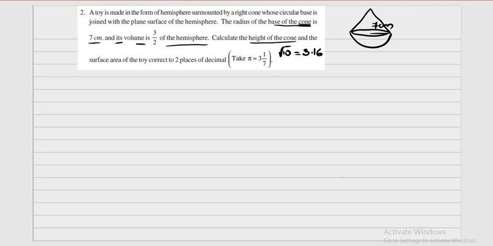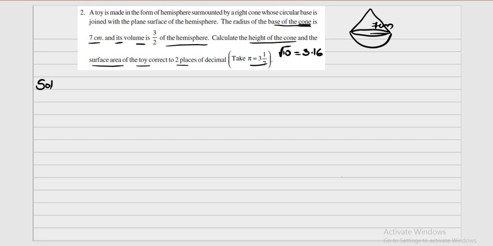He is asking you to find the height of the cone as well as the surface area of the toy. The surface area of the toy he is asking you to find up to 2 decimals, and he is asking you to take pi equal to 3 1 by 7. 3 1 by 7 is nothing but 22 by 7 only, right?